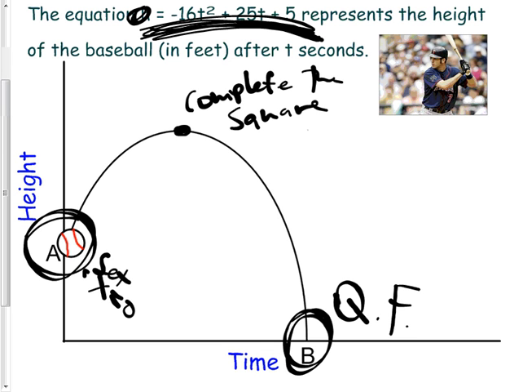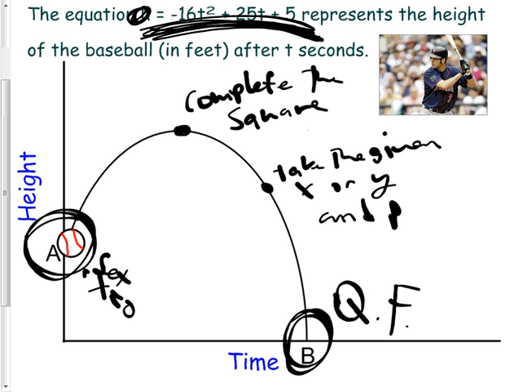Okay, there's one other place along the way, and that could count for anything. If you're somewhere in the middle, they're going to either tell you the x or the y. So you take the given x or y and put it into the equation.